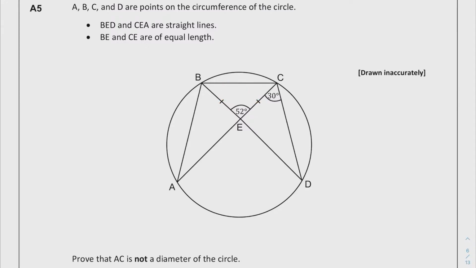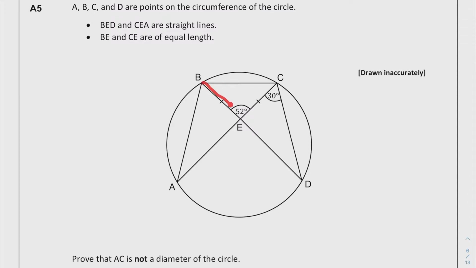Now, the whole point of this question is to prove that AC is not a diameter of the circle, and we prove this by using one of the circle theorems that say that the angle made from a diameter, so this angle right here, should be 90 degrees, and if it's not, then this length right here is not a diameter. So to get this angle, I'm going to start off by calculating this small angle right here.